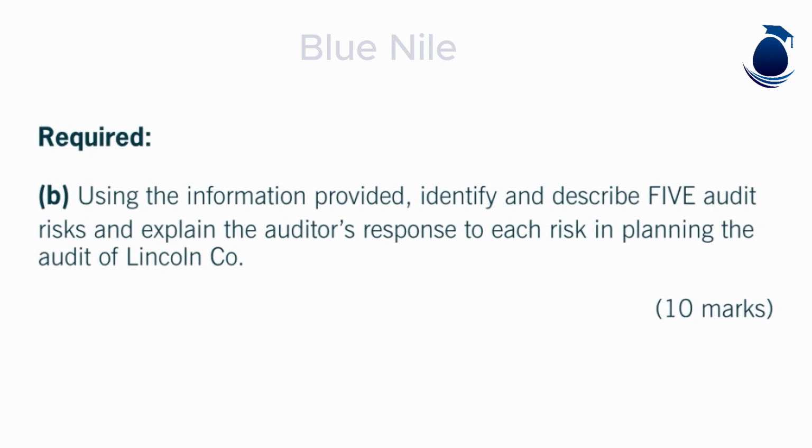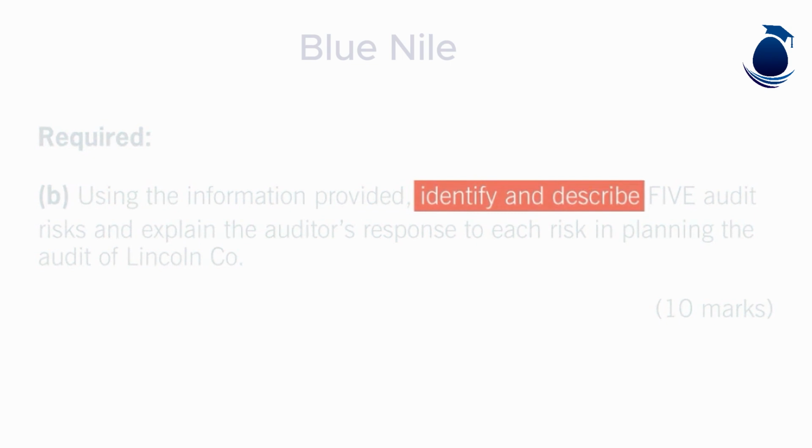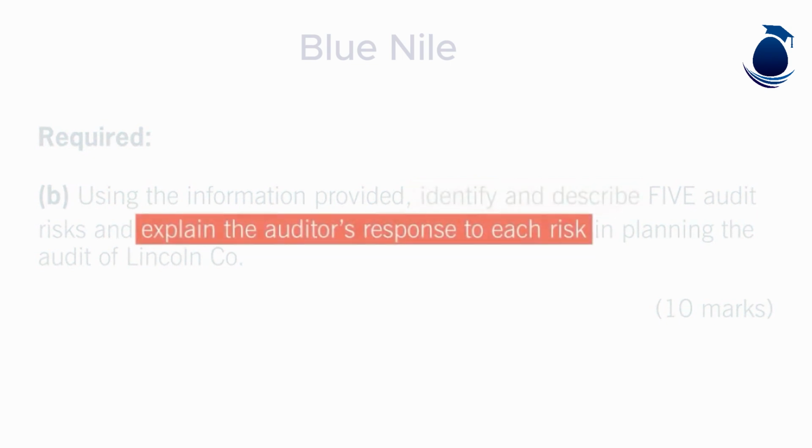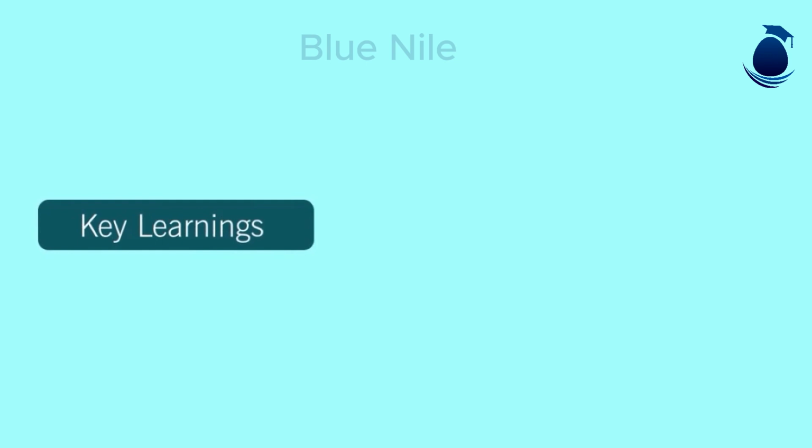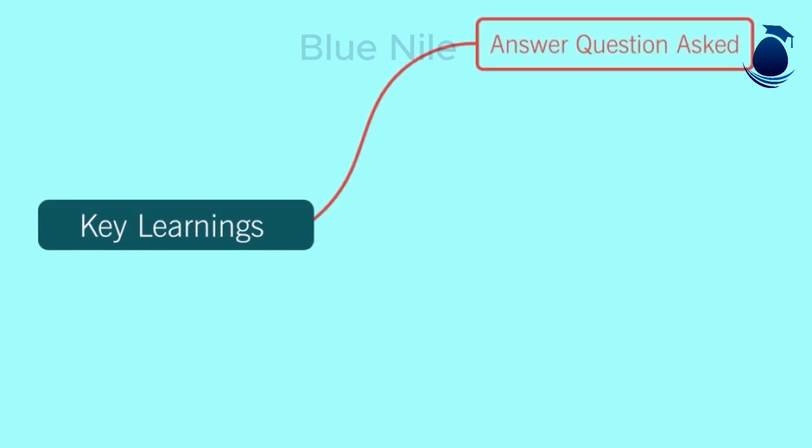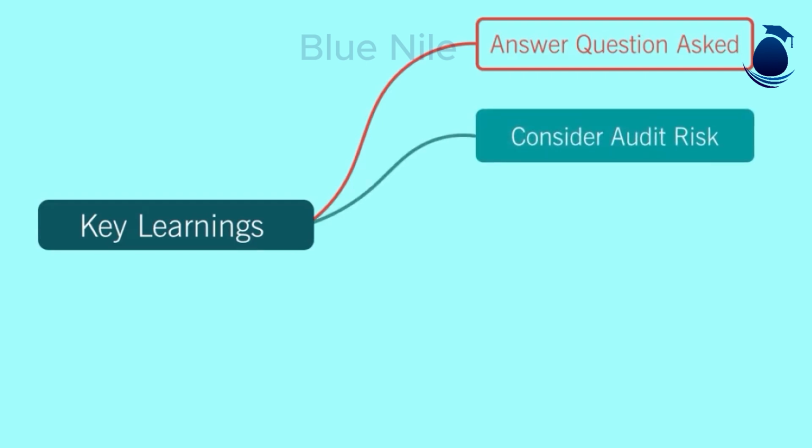Moving on to answering section B of the question, we are asked, using the information provided, to identify and describe 5 audit risks, and explain the auditor's response to each risk in planning the audit of Lincon Co. So, the key learning points for this question section are: answer the question asked, 5 audit risks, and 5 auditor responses. The question asks us to consider audit risk, not the company's business risks.